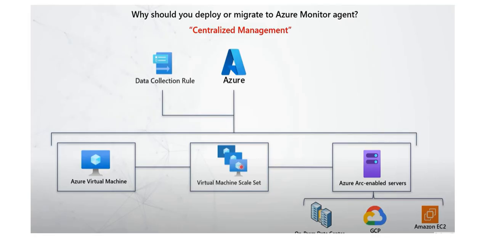So this is why you should deploy or migrate to Azure, because we get centralized management. When I say centralized management, I have a data collection rule which governs accessibility from an Azure Virtual Machine, VMSS, or Azure Arc enabled server. For Azure Arc enabled servers, we need the logs coming from third parties like GCP, Amazon, or on premises, right? To onboard them and make them Azure machines, we need Azure Arc. Then we can create a data collection rule to define what type of logs we need to know.